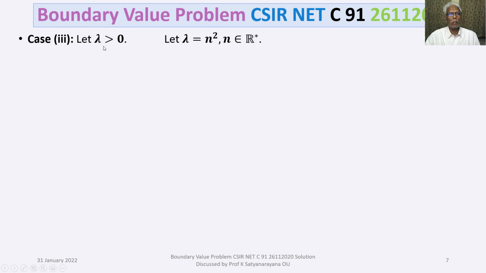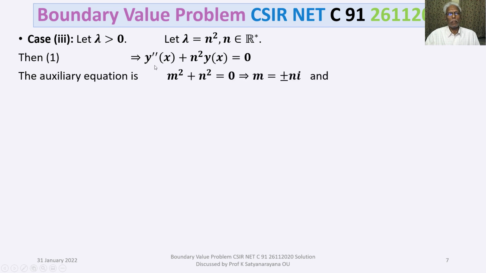Let lambda be greater than 0. Let lambda equal n square, n belongs to R star. Then the given differential equation becomes y double dash of x plus n square y of x is equal to 0, and this is a second order ordinary linear differential equation, and it is a homogeneous differential equation. Write down its auxiliary equation.